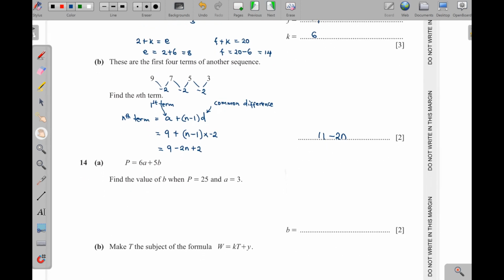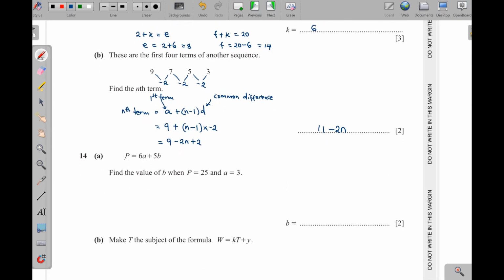Then question 14, part A, P is equal to 6A plus 5B. Find the value of B when P is 25 and A is 3. So P is 25. It's just a matter of substitution. This is 6, then A is 3, then plus 5B. So this is 18, right? So we shall have 25, then you bring the 18, let it cross the equal sign, it becomes a negative. So that will be 25 minus 18, which is equal to 5B.